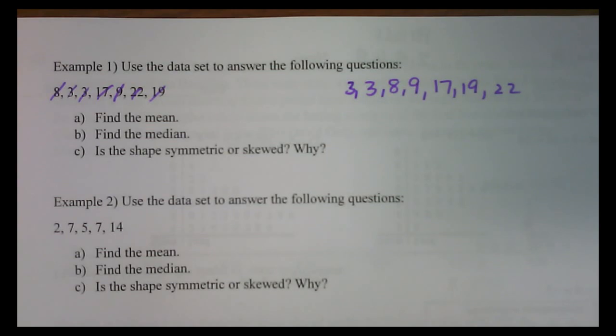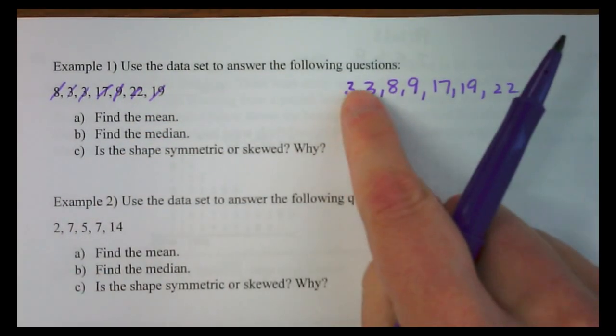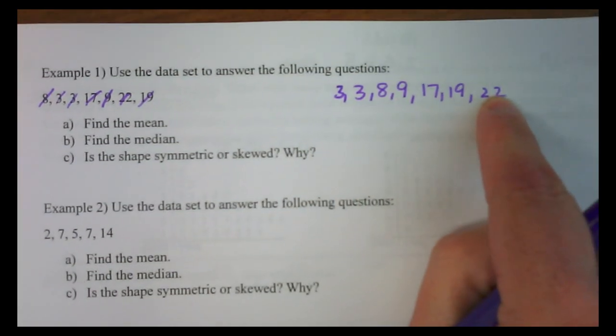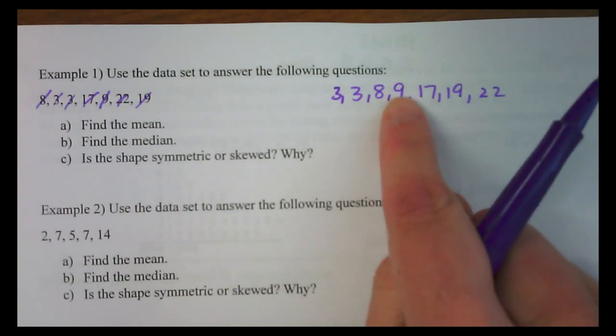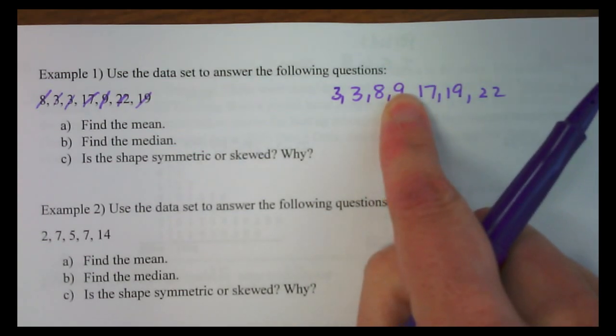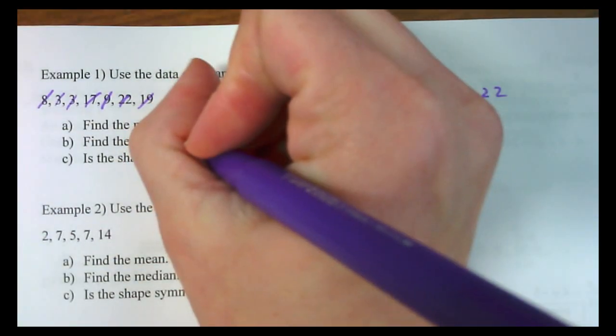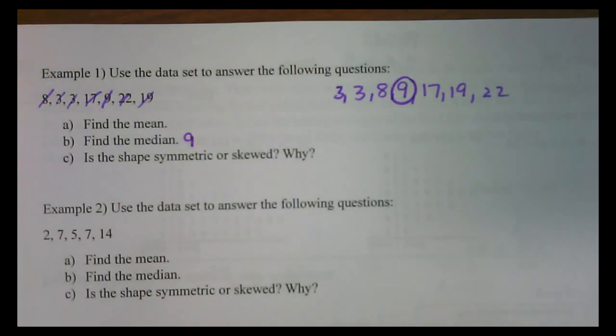Okay, so it says find the mean, find the median. So now that they're in order, I'd like to find the median first. It's just easier. I have 1, 2, 3, 4, 5, 6, 7 numbers. So the middle is going to be when I have 3 on each side. So the 9 is in the middle. So my median is 9.